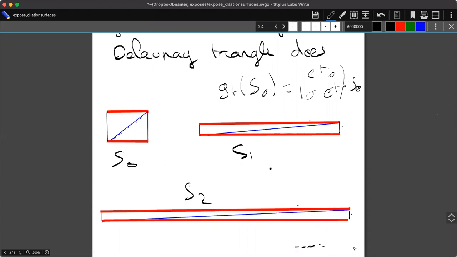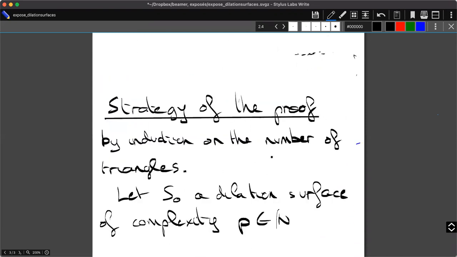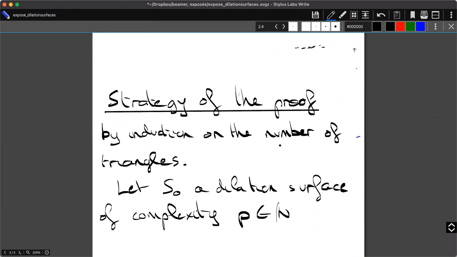So now the strategy of our proof goes by induction on the number of triangles that we have in a dilation surface. So it's a proof by induction. We start with a dilation surface of complexity p, which means a dilation surface whose corresponding Delaunay triangulation has at most p triangles, where p is an integer. So we start with such a surface, and now we would like to make it degenerate.